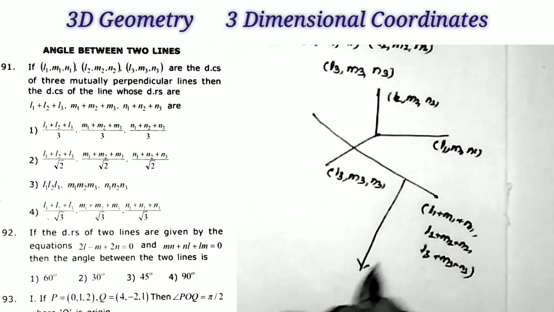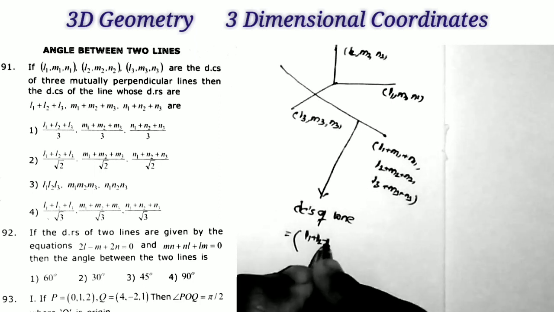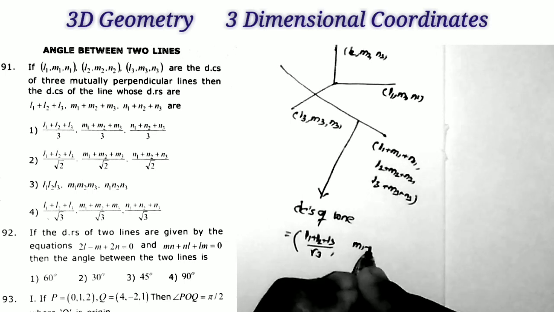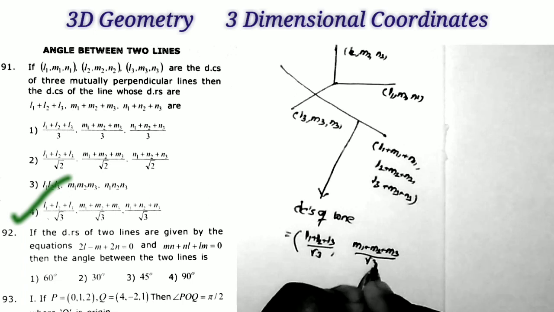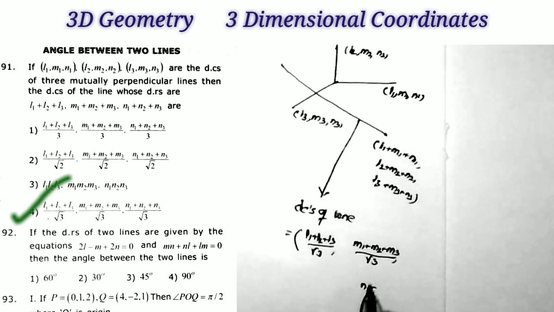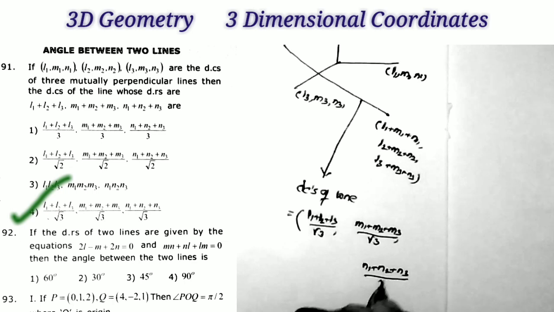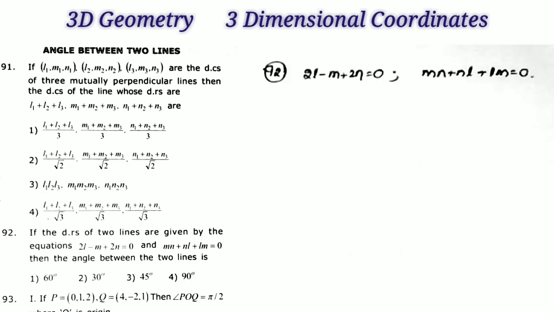Now we have the direct formula to find the DCs here. The DCs of this line are (l1 plus l2 plus l3) by root 3, (m1 plus m2 plus m3) by root 3, and (n1 plus n2 plus n3) by root 3. This is the direct formula to find the DCs of the line, which is the last option. That's all. Next question, sum number 92.